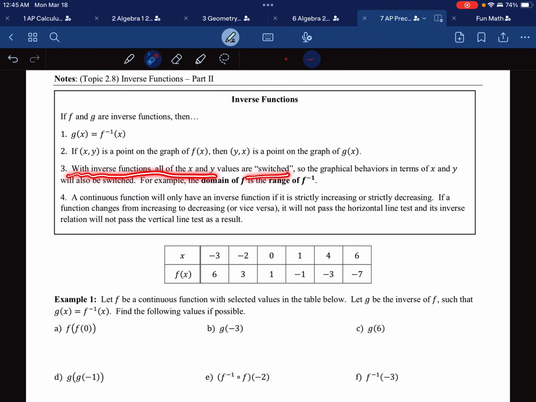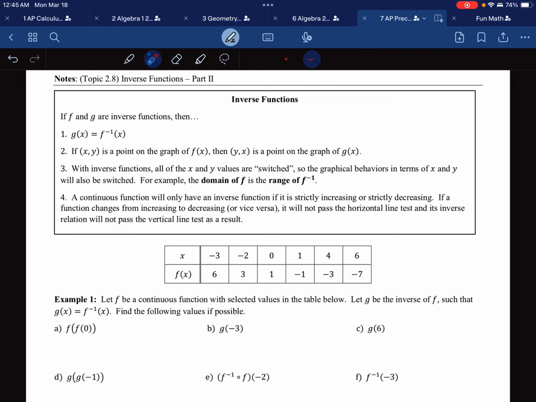X and Y values are switched. Yes, we know that. However, that means that the graphical behaviors are switched, which means the domain and the range, which domain typically refers to the X values and range refers to the Y values. The domain and range are switched because the X and the Y values are switched.